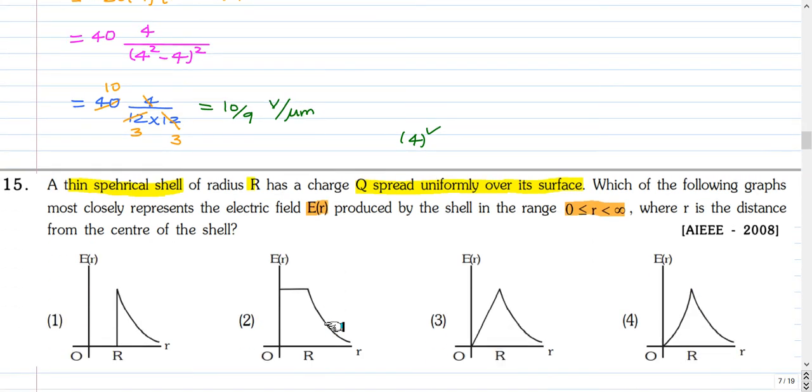This is the next question. A thin spherical shell of radius r has a charge q spread uniformly over its surface. Which of the following graphs most closely represents the electric field E(r) produced by the shell of charge in the range r 0 to infinity, where r is the distance from the center of the shell? Since this problem has spherical symmetry, we can solve it using Gauss's law. You can pause and attempt this question.